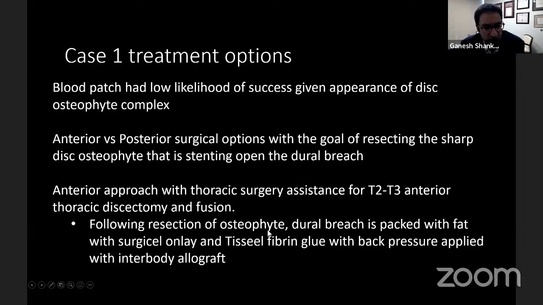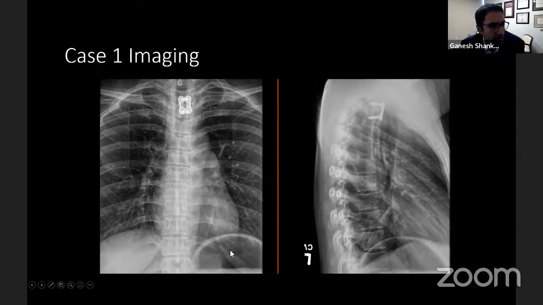Following the resection of the osteophyte, we packed the dural breach with fat and a Surgicel onlay with layering of fibrin glue. And the back pressure was then applied with a VG2 allograft, as can be seen on this X-ray. Now, this patient did very well, and she had resolution of her postural headaches.